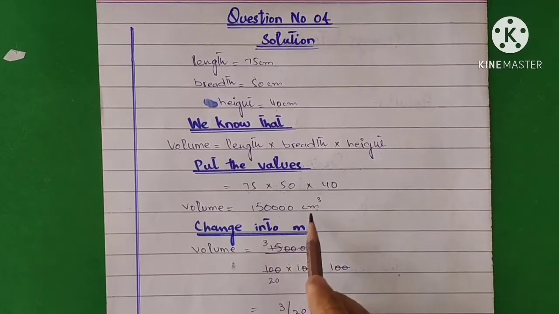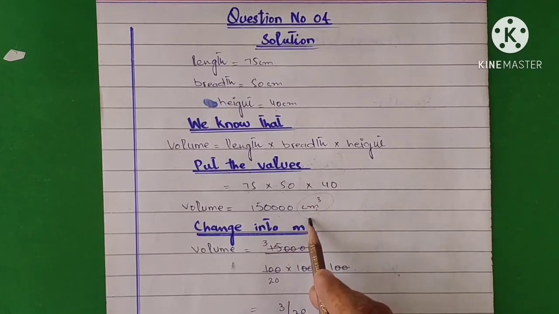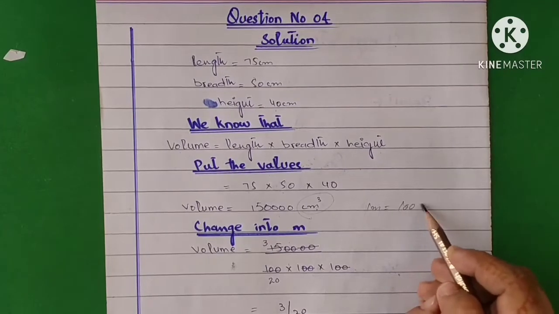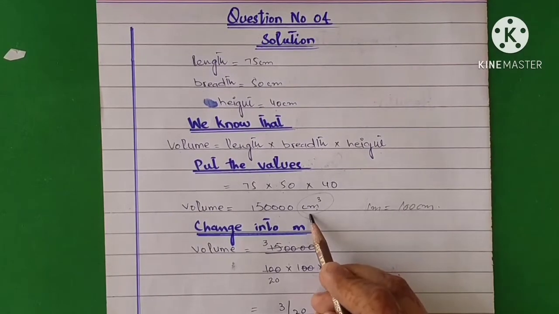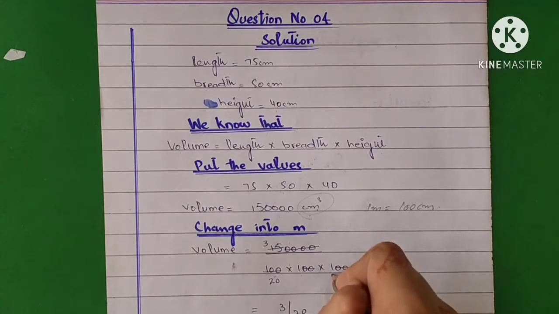Okay, now we will change this into meter. Look at here students, 1 meter is equal to 100 centimeter. To convert centimeter cube, we will divide by 100 multiplied by 100 multiplied by 100.